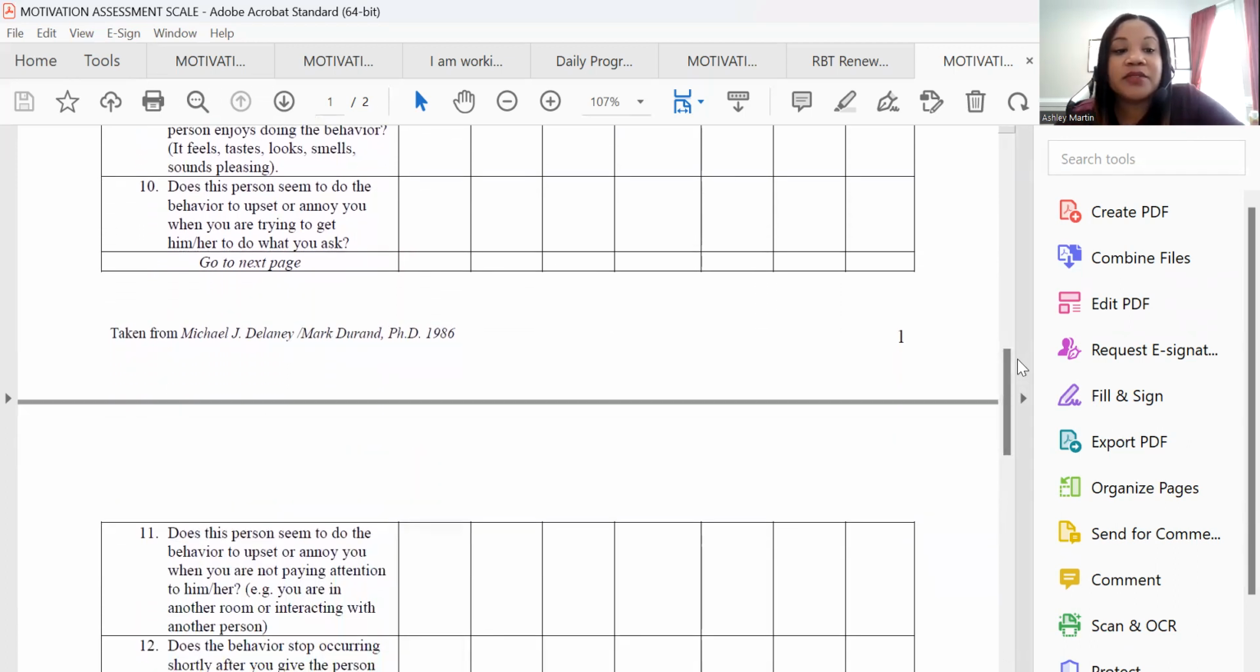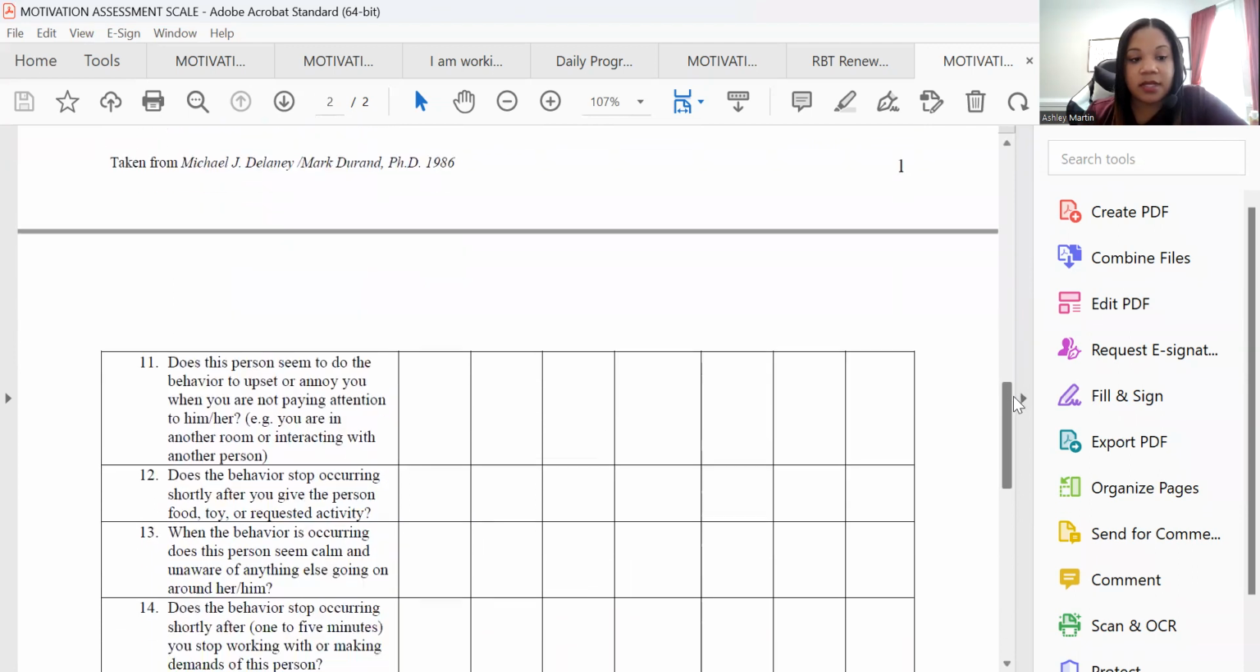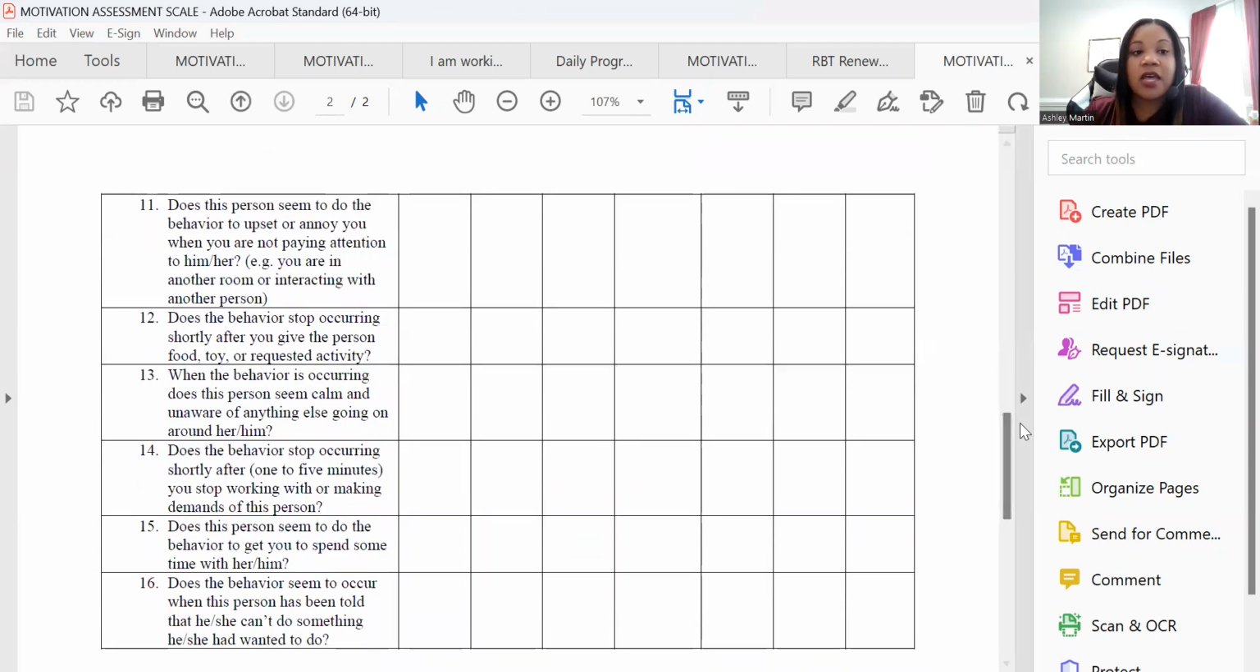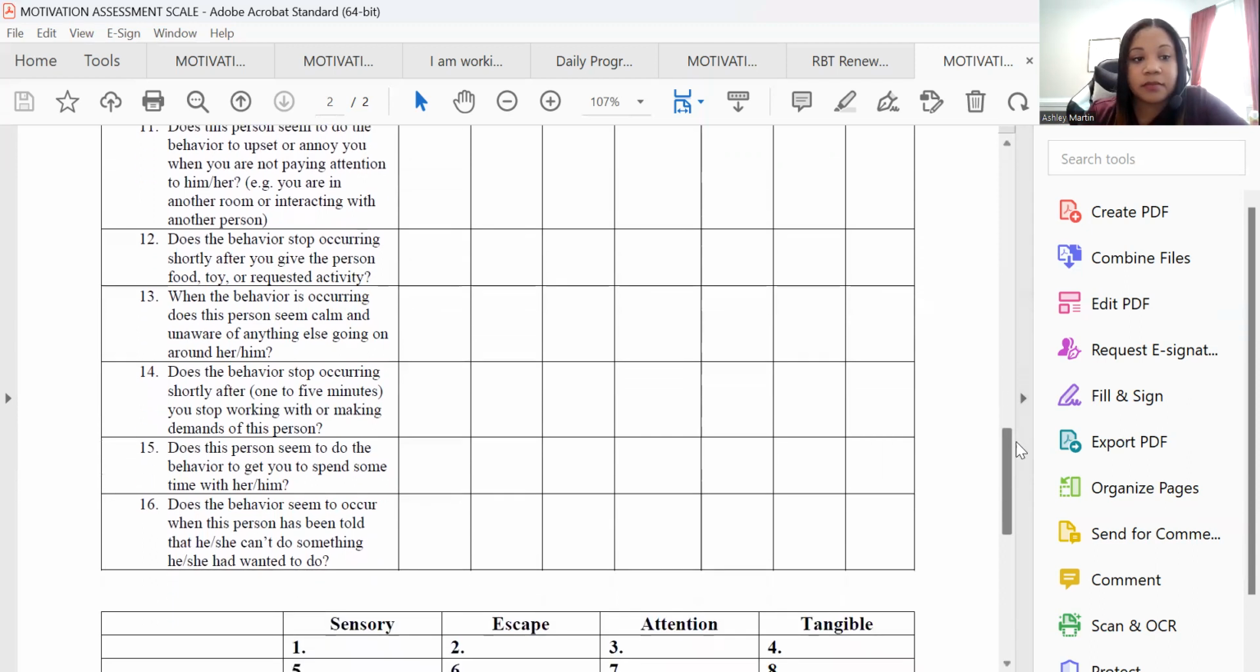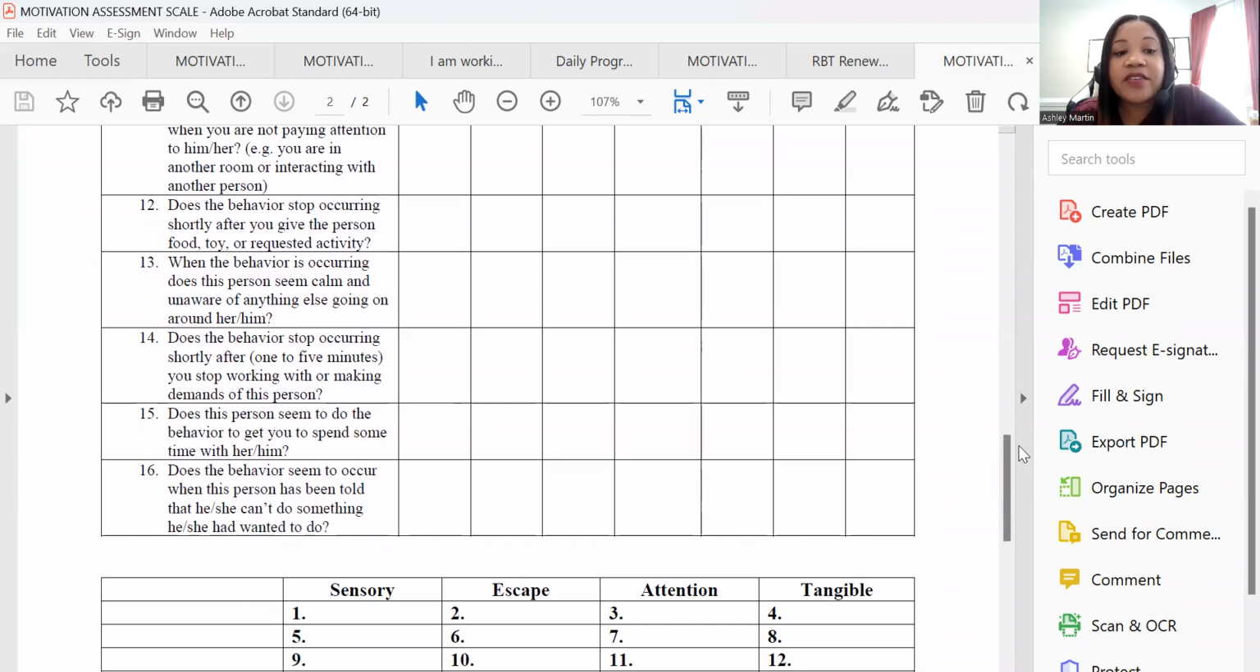Does this person seem to do this behavior to upset or annoy you when you're trying to get him or her to do what's asked? Does this person seem to do this behavior to upset or annoy you when you're not paying attention to him or her? For instance, if you're in another room or interacting with another person. Does the behavior stop occurring shortly after you give the person food, toy, or requested activity? Once again, 0 to 6.